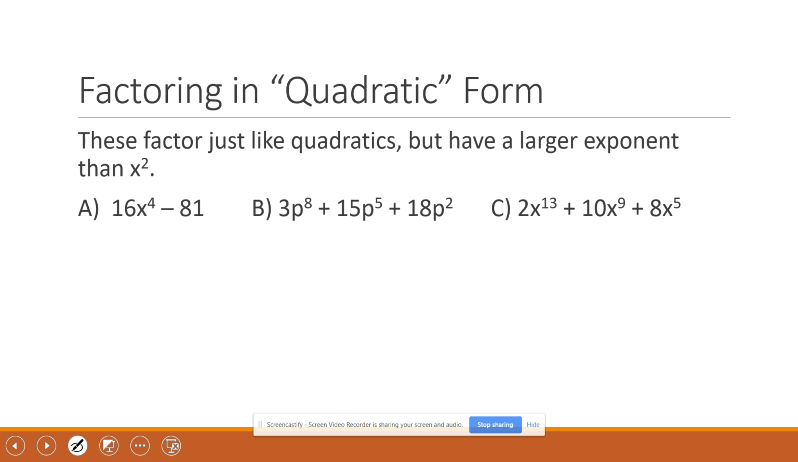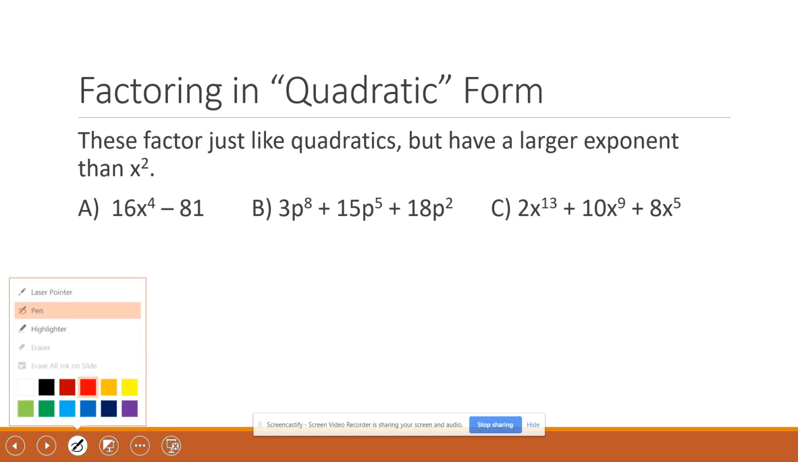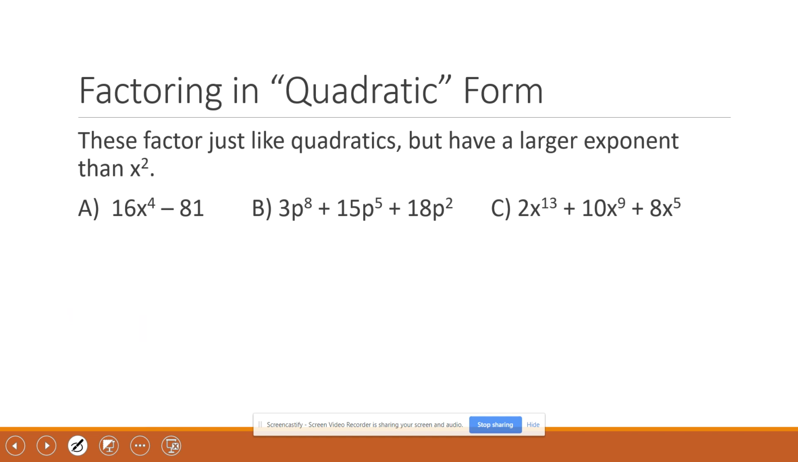The last factoring form we'll talk about in quadratics is factoring in quadratic form. All of these are going to factor the same that we factored in chapter 3 with our quadratics. It's just that we have exponents that are larger than x squared.